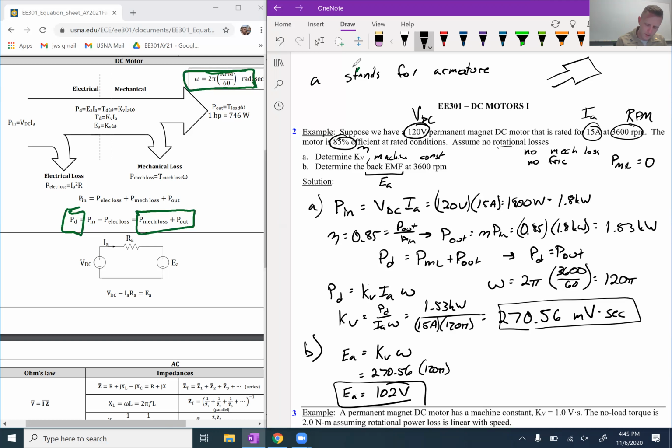The other way would be to say that my power developed equals EA IA, the armature, and the EA equals the power developed divided by the IA, and that is 1.53 kilowatts divided by I of 15 amps, and my EA also comes out to 102 volts. So it checks out.